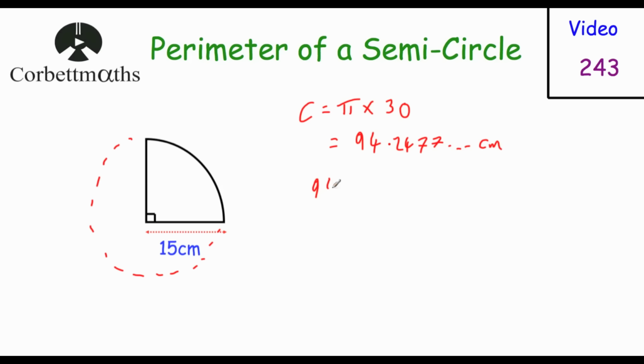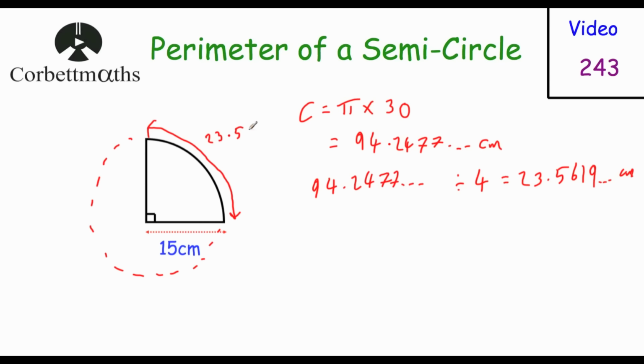So we're going to do 94.2477 and so on, and we're going to divide that by 4. Again, I would keep that on my calculator display so I don't have to type it all in again. So divided by 4 gives me 23.5619 and so on centimeters. That means the length of this arc from here around to here would be 23.5619 and so on centimeters.